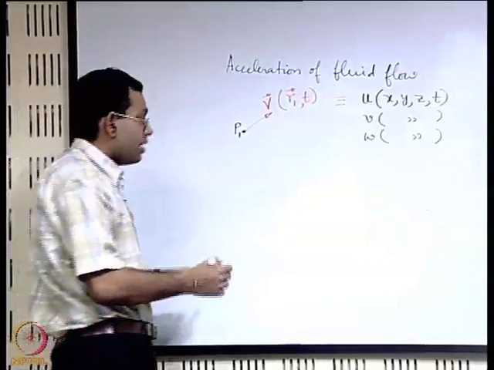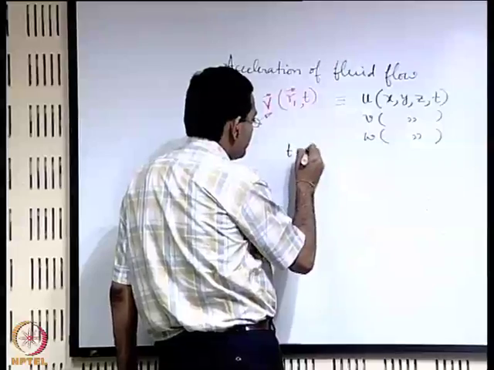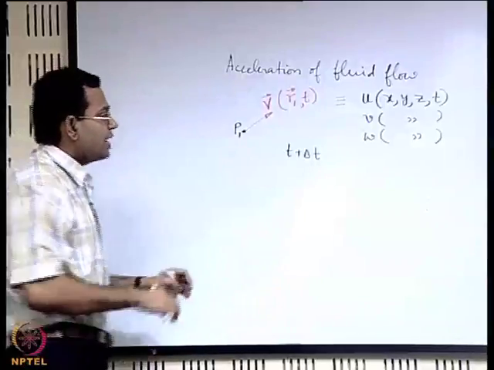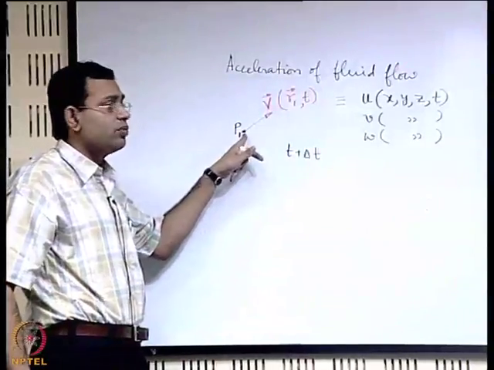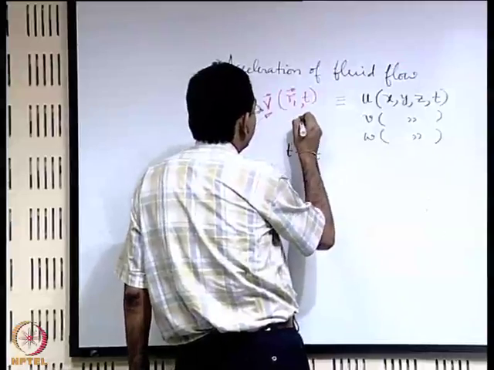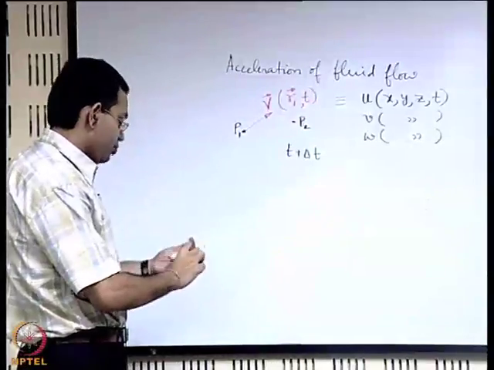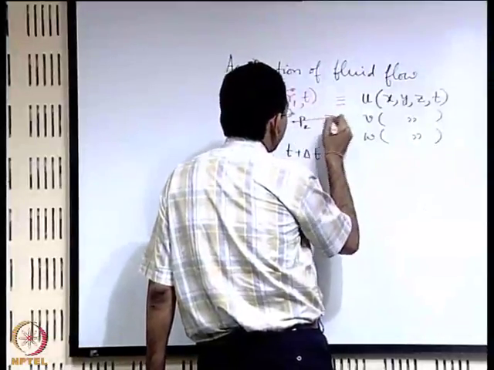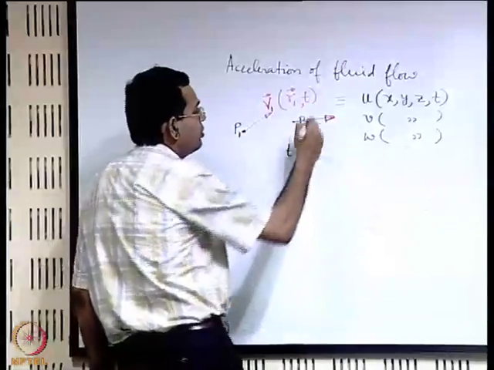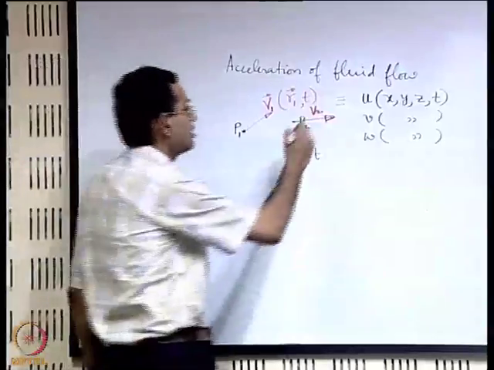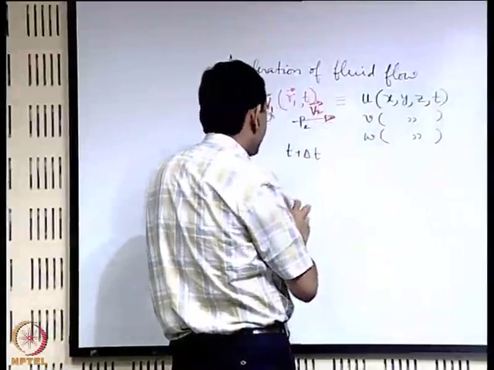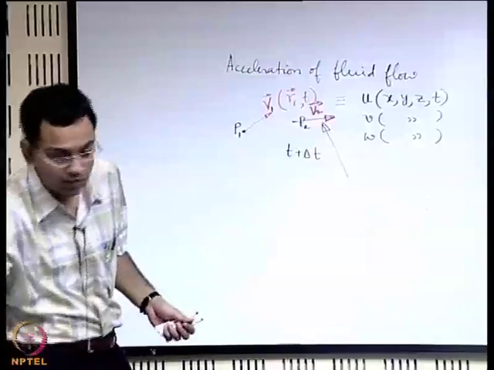Now, let us say that at a time of t plus delta t, these things get changed. The fluid particle is no more located at this point; it is located at a different point. Let us say the fluid particle is located at a point P2. At the point P2, let us say the velocity is some arbitrary velocity. Initially it was the velocity V1 at point 1, now it is V2, which is again a function of its local position and time.